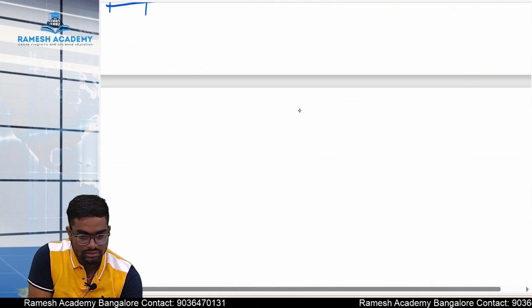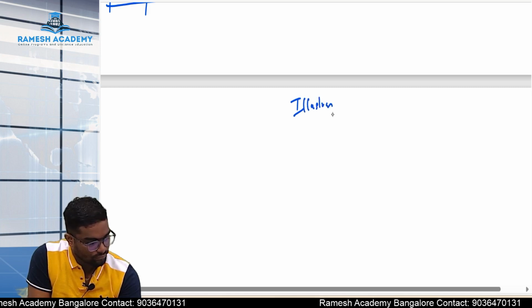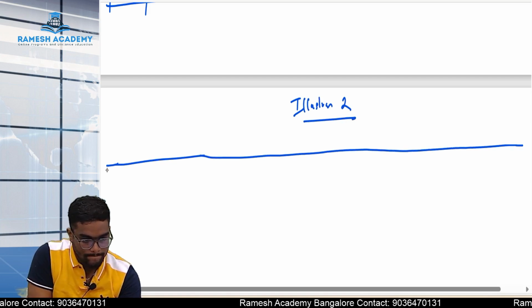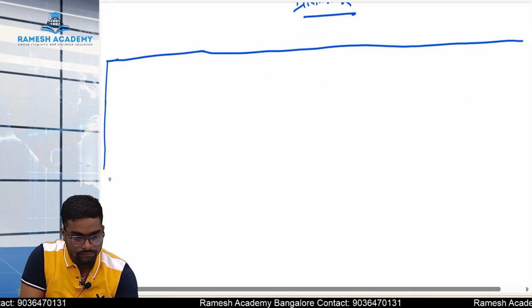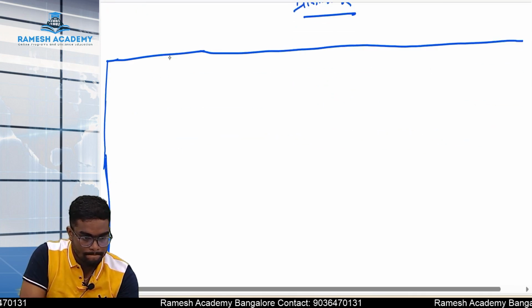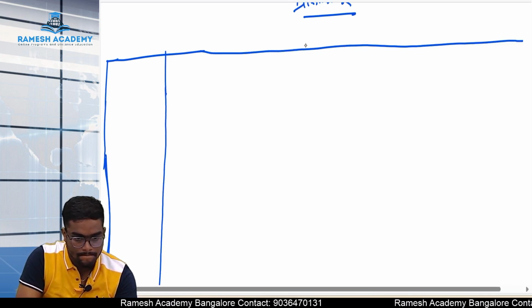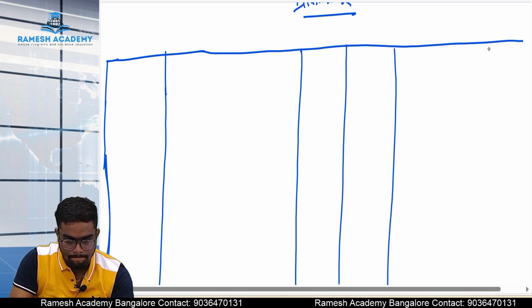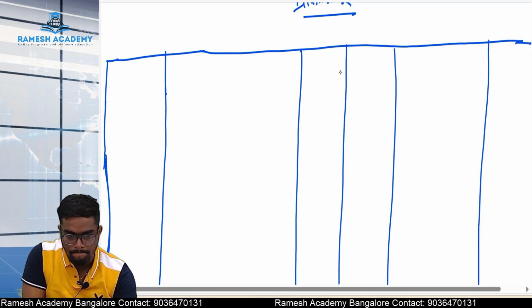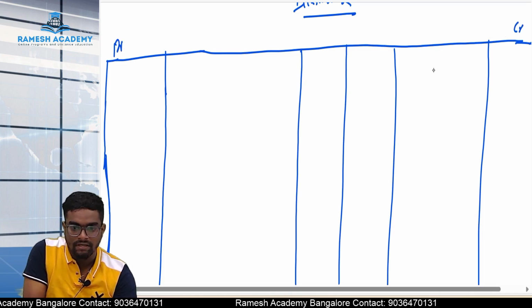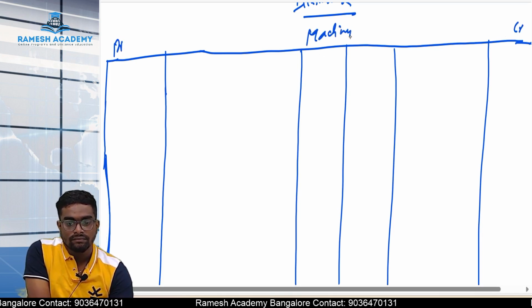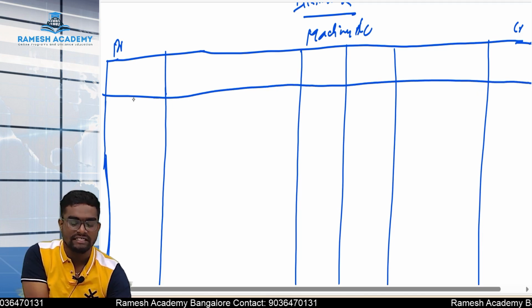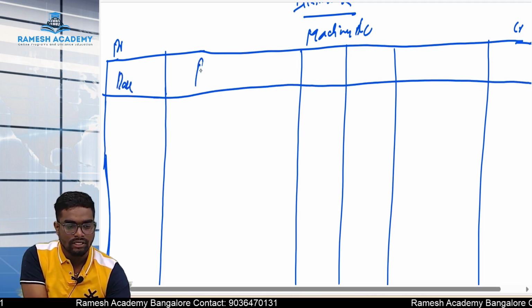Okay, illustration 2. So here they have asked us only to do machinery account. Because depreciation anyhow, on the debit side it will be machinery, on the credit side it will be profit and loss account. Simple. Date.